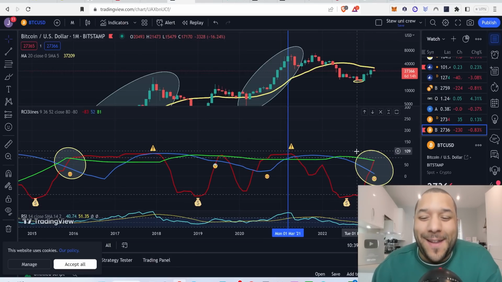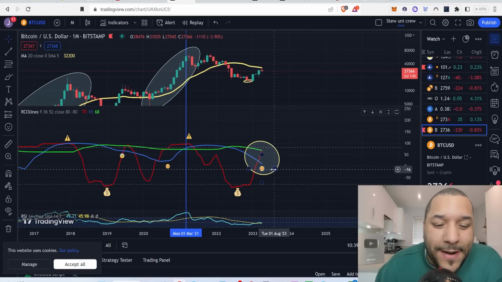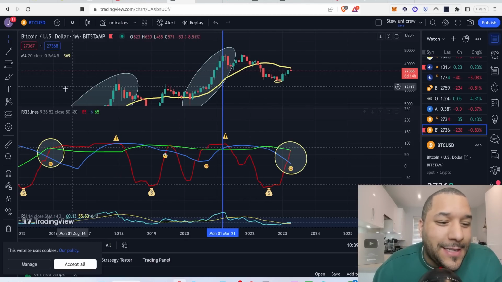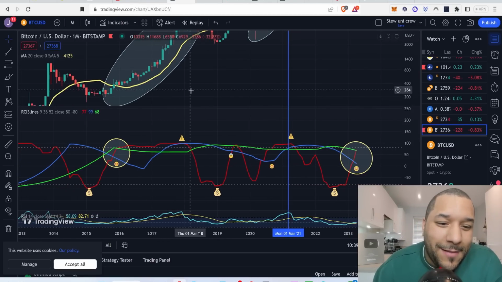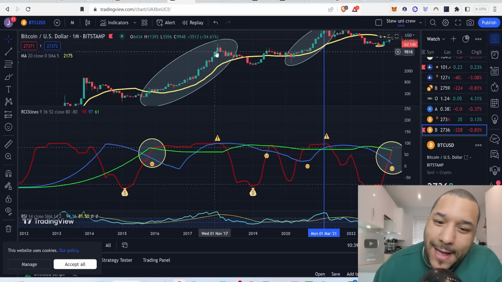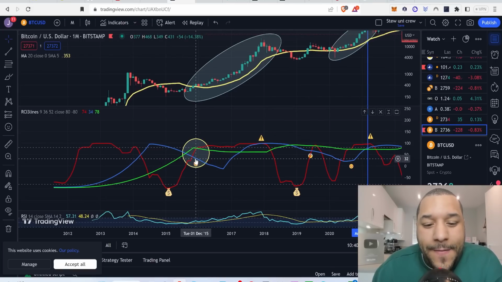Where are we today? Well, you can see here, I've got a smiley face. Why do I have this smiley face? Because we are looking similar to the 2017 cycle. And I'm just going to show you the massive rally that we had in 2017. Massive rally. We're looking very similar. I got a smiley face here.